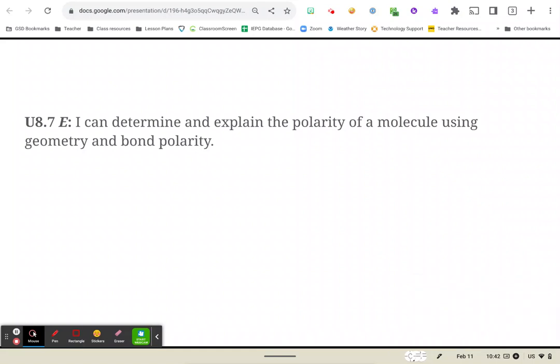All right, this video is how to determine and explain the polarity of a molecule using geometry and bond polarity. So we're talking about the polarity of a molecule. We already talked about the polarity of a bond, and we're going to use similar terminology. So we're either going to talk about a polar molecule or a non-polar molecule.